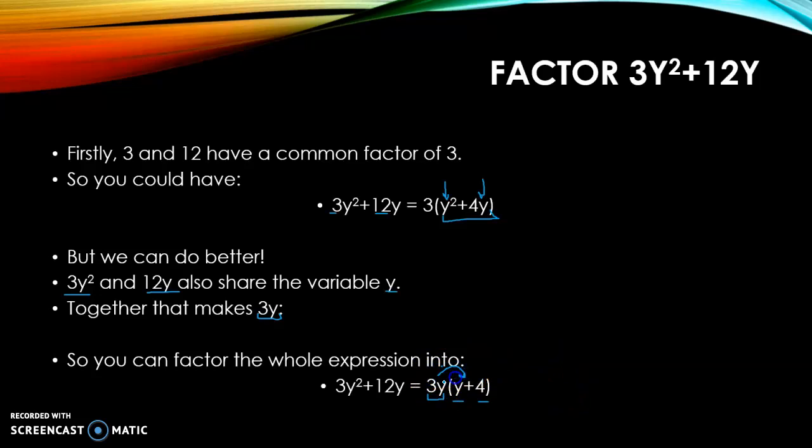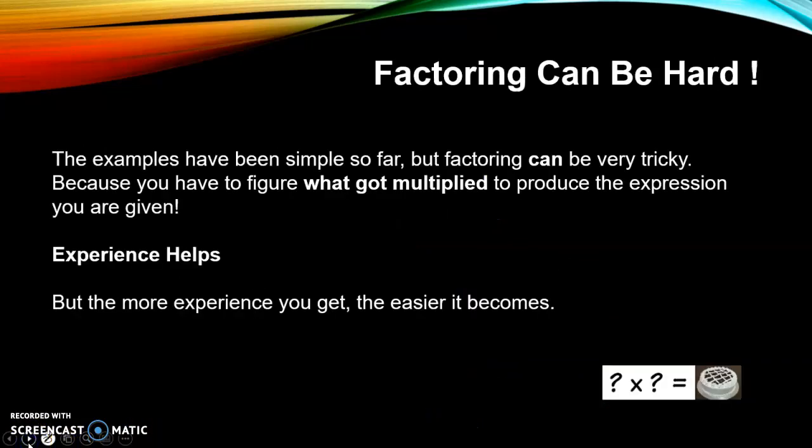Again, if I do the distributive property here and multiply that back out, I get 3y squared plus 12y, which was my original expression. So I factored that correctly because when I distribute it back out, I end up back with what I originally had. So this 3y times (y plus 4) is the factored form of that expression.